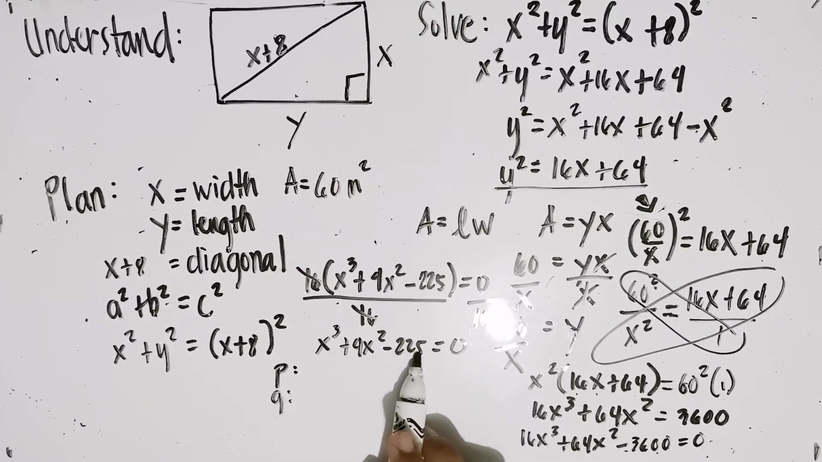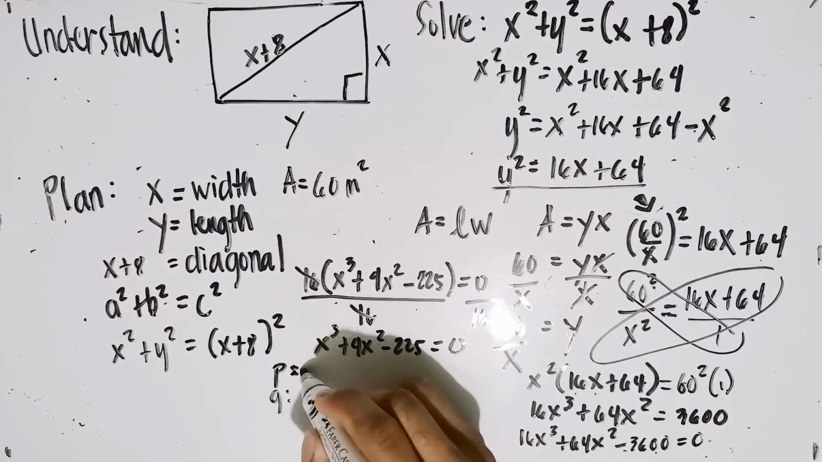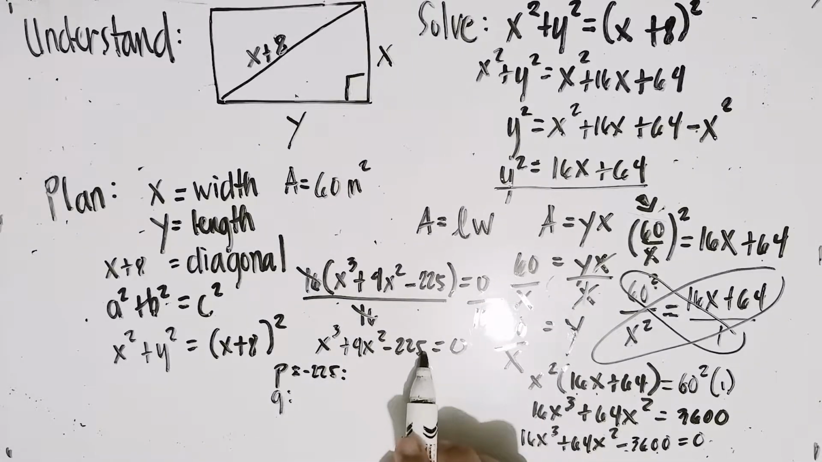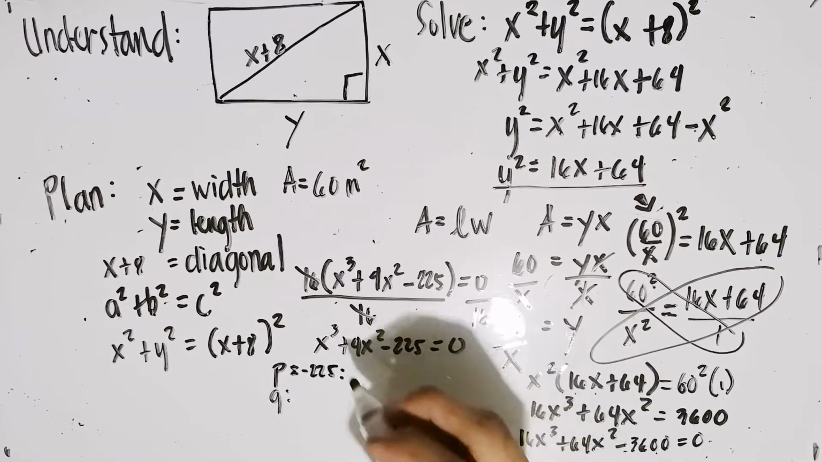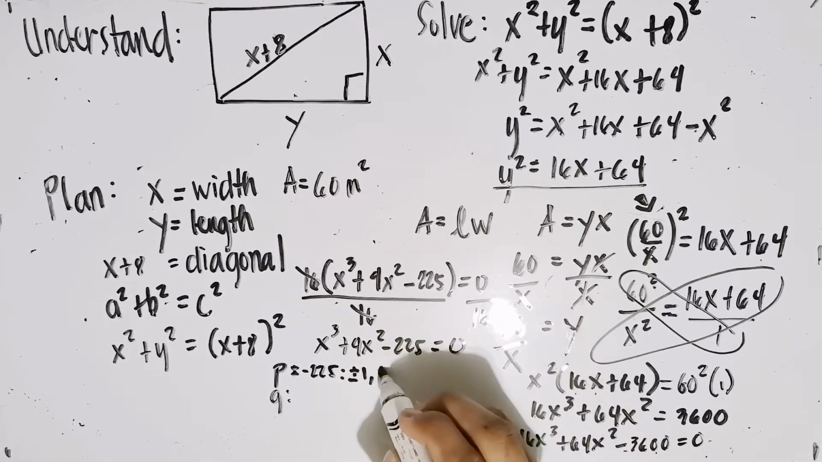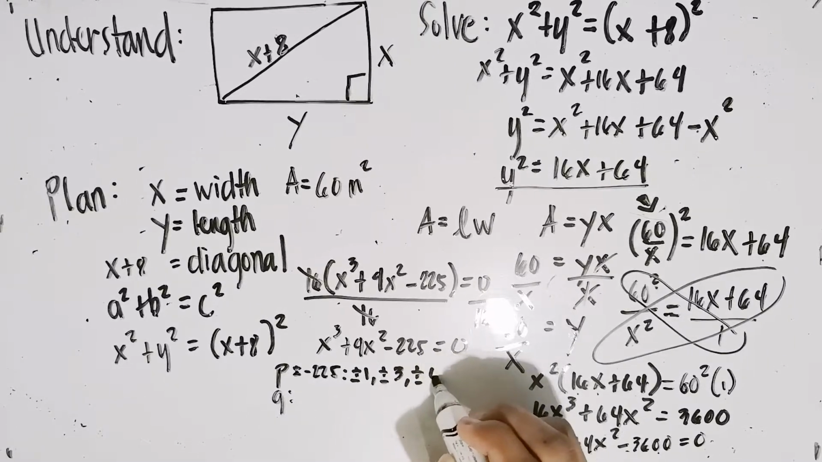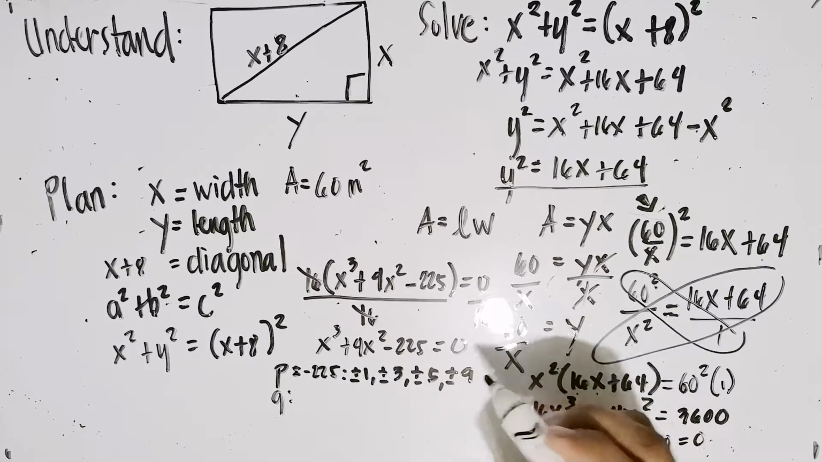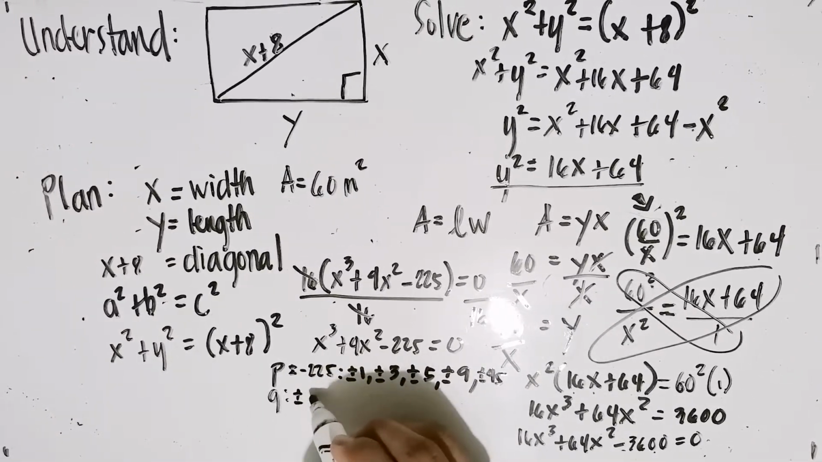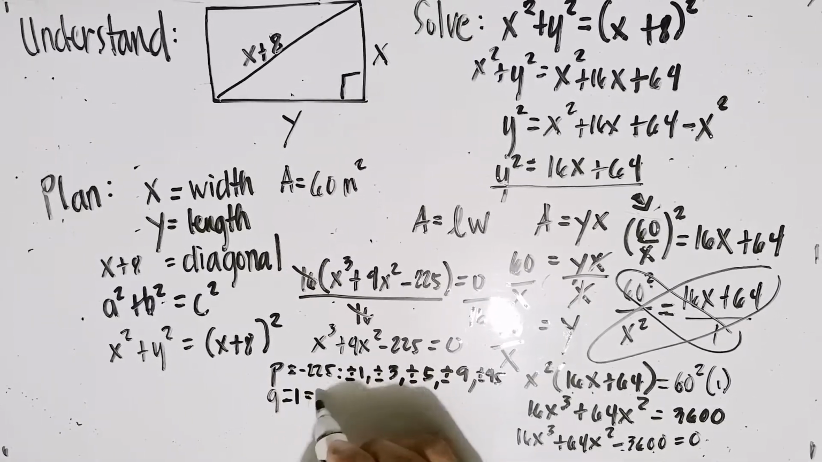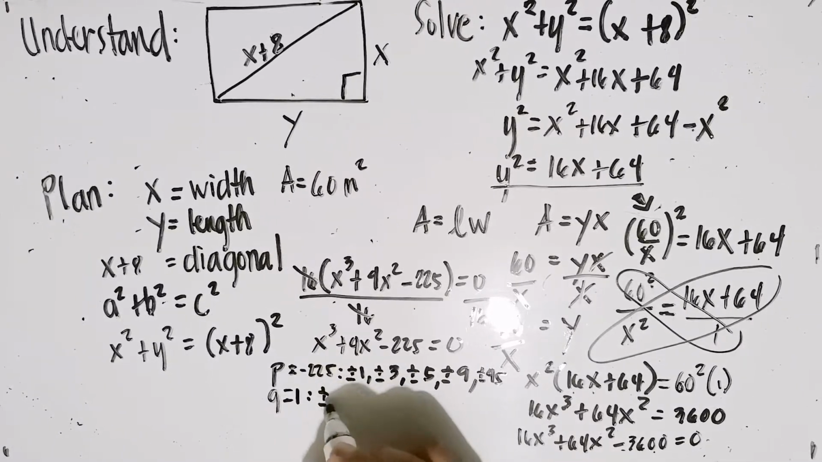So the factors of negative 225 are the following. Negative 225 can be factored 5 times 45, and 45 can be factored to 9 times 5. 9 can be factored to 3 times 3. And 3 and all those factors can be factored to itself and 1. So we have positive and negative 1, positive and negative 3, positive and negative 5, and we have positive and negative 9. We can also have positive and negative 45. So here, what are the factors of 1? We have positive and negative 1.